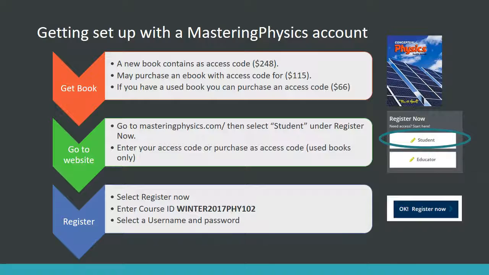Whatever option you choose, though, you are going to need the access code because all your homework and tests are done through Mastering Physics, and there's not really any way to get around that. So make sure that whichever option you choose, that it comes with an access code.